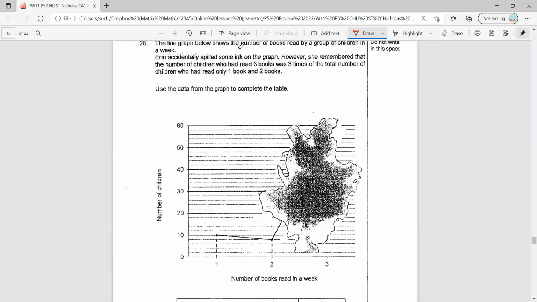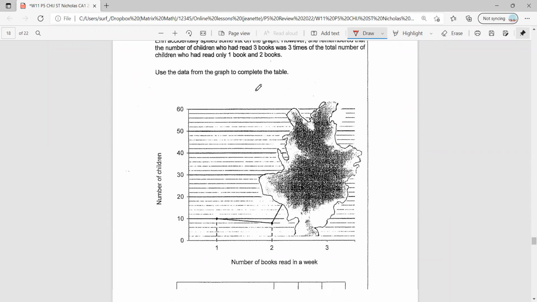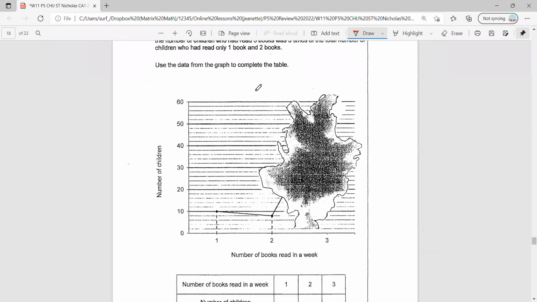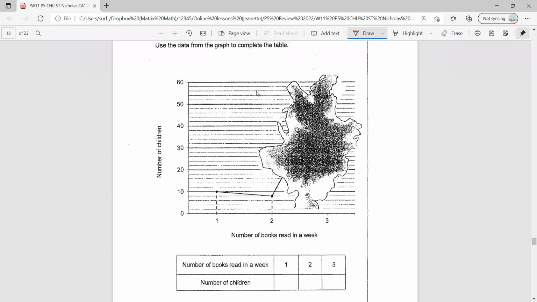Okay, we have a line graph and then there's some milk. No, not milk, sorry. Ink spilled onto the graph. However, she remembered that the number of children who had 3 books was 3 times the total who had 1 and 2 books. Okay, so 1 book, how many? It is 10. Then 2 books. Those who read 2 books, how many of them read 2 books?